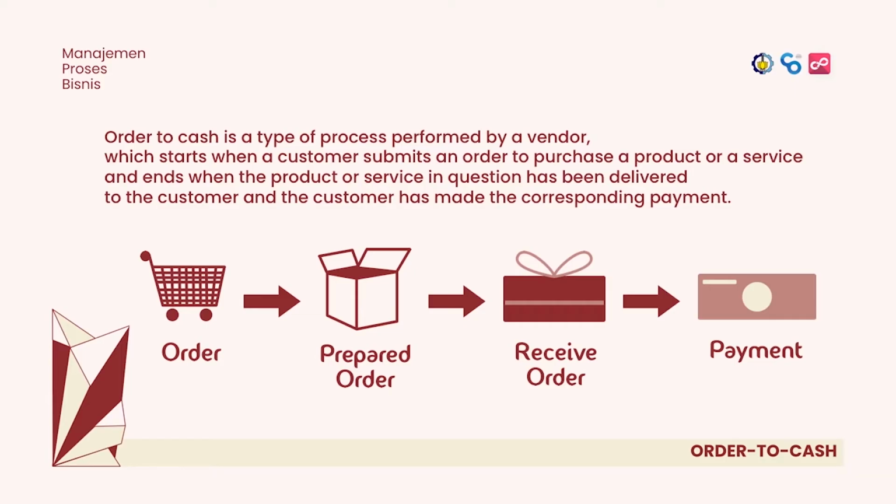Let's take an example of an interior designer company that also offers furniture through its product catalogs on a website. When a customer sees the company's product catalog on the website and likes it, they then place an order for the products. The company receives the order and prepares it. Once delivered, the customer receives the product and makes the necessary payment. So this is the entire order to cash cycle.